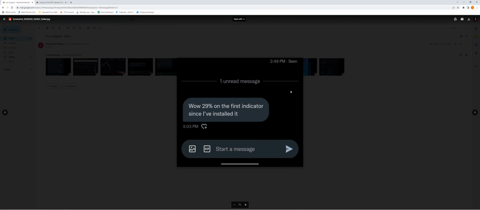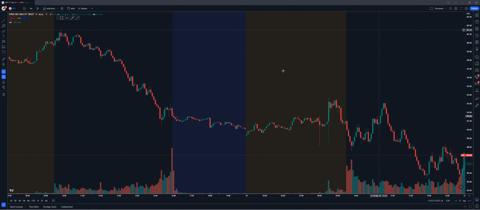50% here off of this put alert. 29% as soon as it got installed. 44% for the entire account using the 1-minute chart. 25% here. Let's see, 40% in 1 minute and 20 seconds. This guy, first week with the indicator, did 120% on his account. So cool stuff like that. Anytime people give me feedback, I love to see it. It makes me really happy.